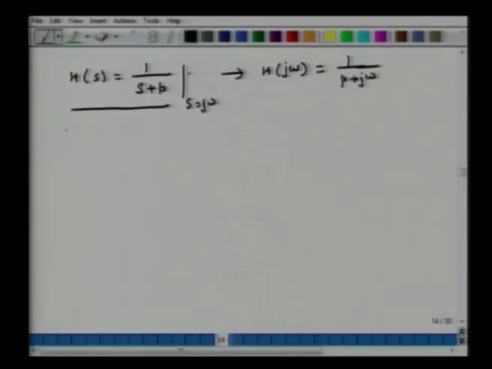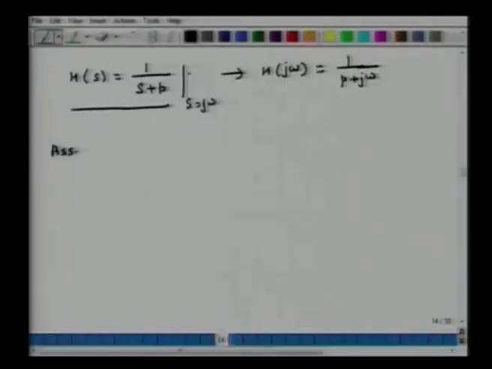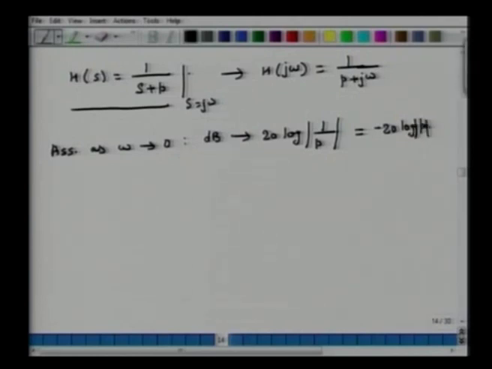So again, I have to draw asymptotic curves because I have to develop an asymptotic response. So asymptote as omega tends to 0 gives me dB equals 20 log of this whole relation, which is 20 log 1 over p, which is basically minus 20 log p. And asymptote as omega goes to infinity gives me, in decibels, 20 log 1 over omega, which equals minus 20 log omega.